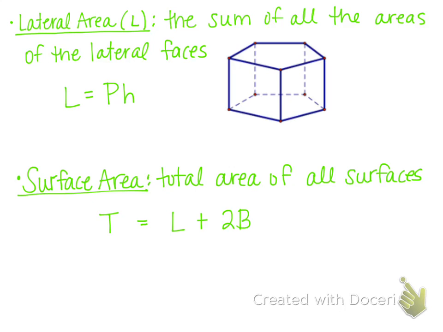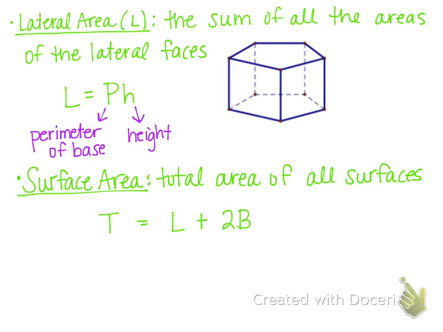So for the surface area, that's when we care about our bases. So let me go back to this formula. L means lateral. P is the perimeter of the base. And H is the height. So that's where you would use the altitude to determine the height. So that is your formula for lateral area of a prism.